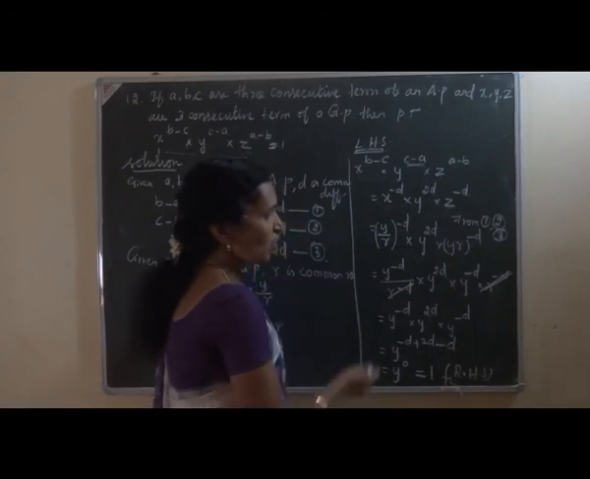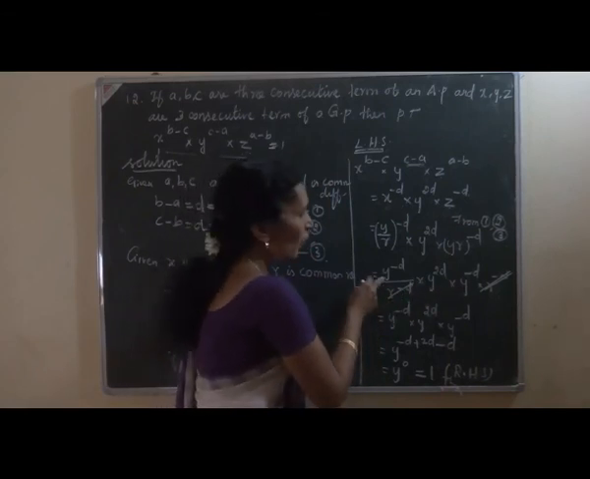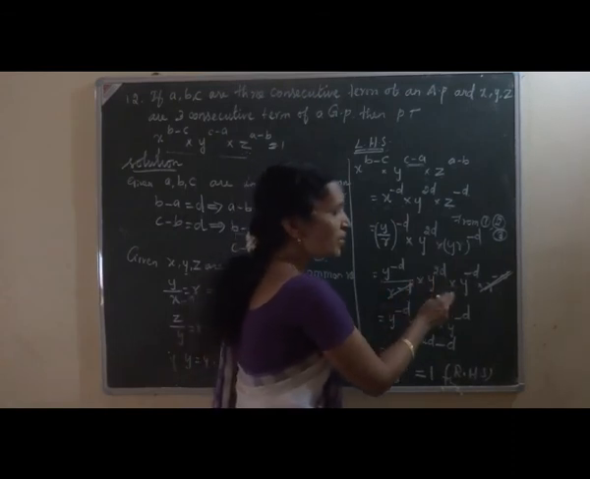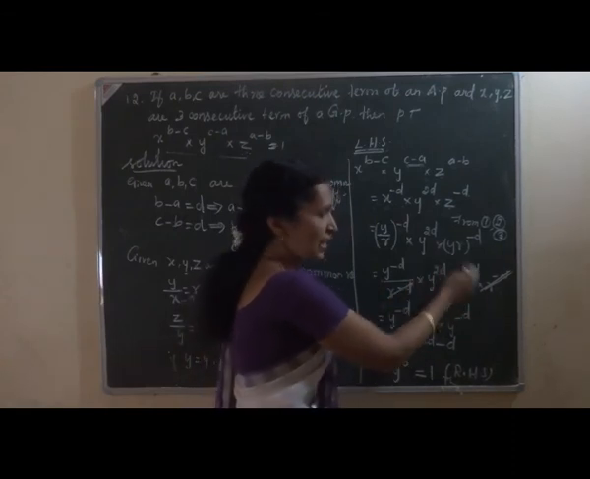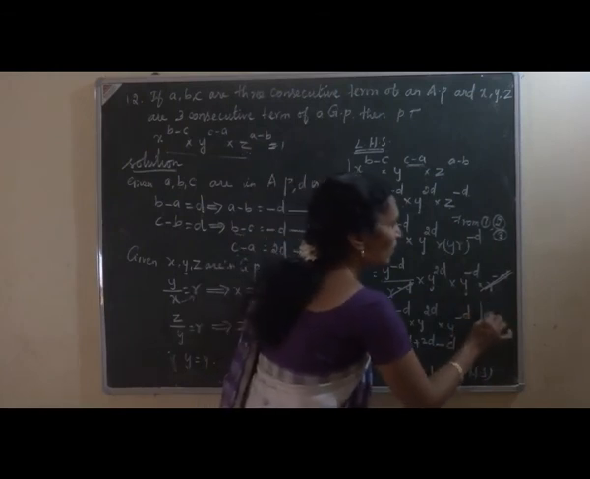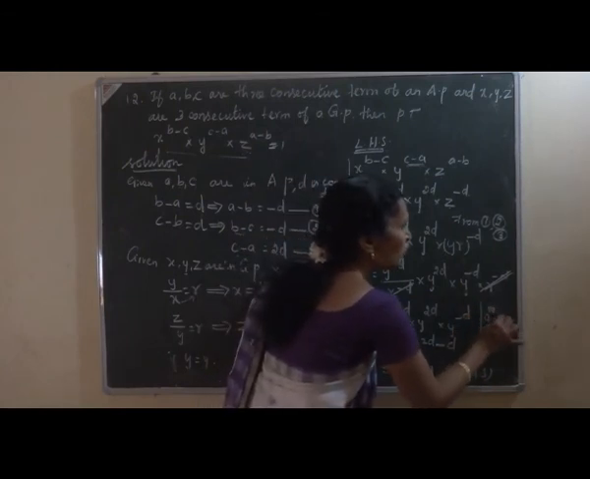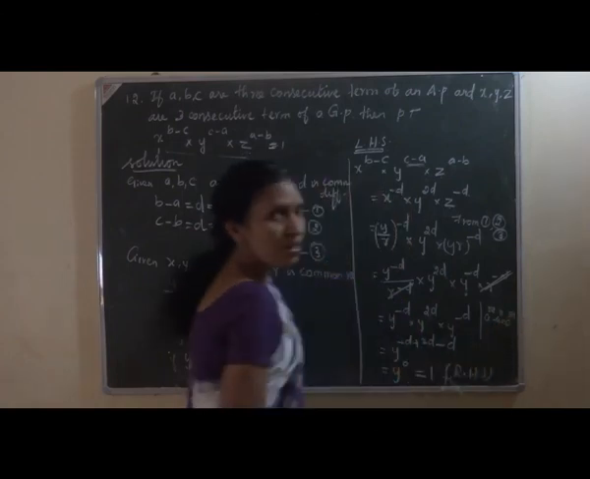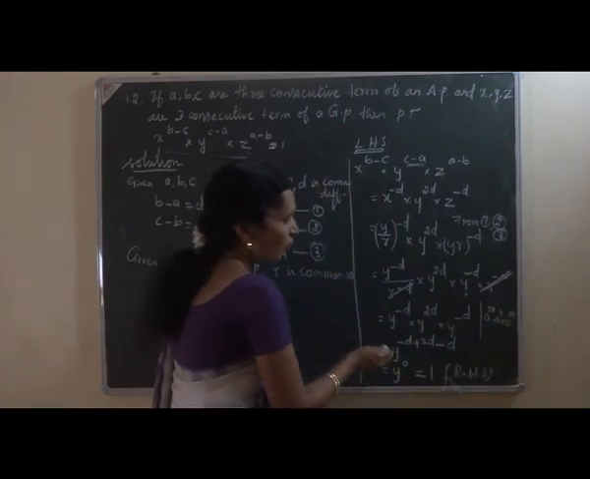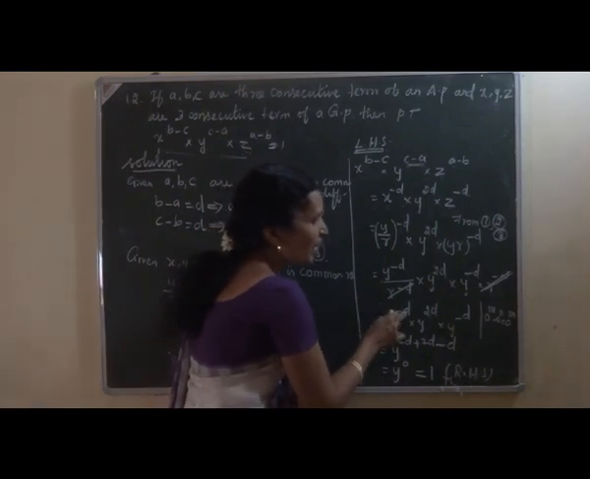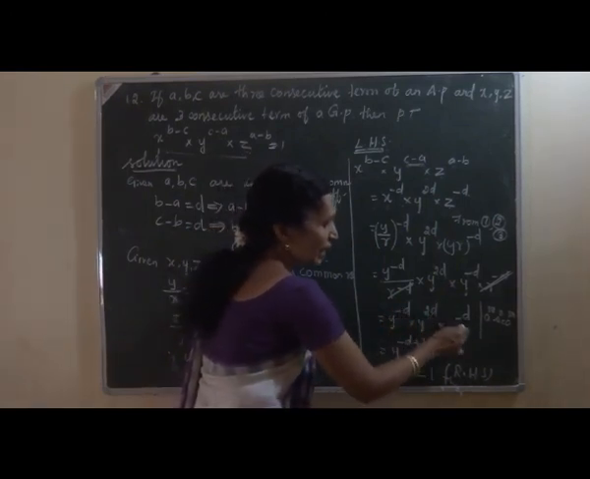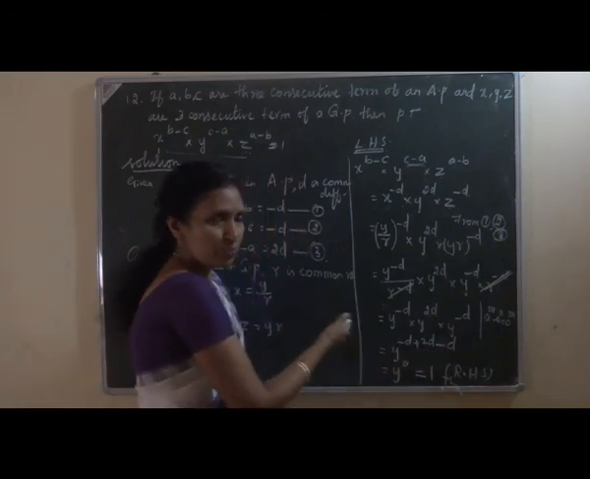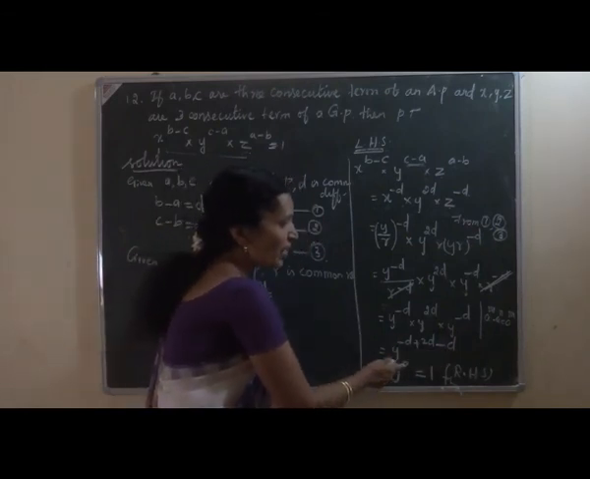Next, what are the remaining values? y power minus d into y power 2d into y power minus d. Here we can use the power rule: a power m into a power n equals a power m plus n. So here y power minus d plus 2d minus d. When you add the powers, you will get y power 0.